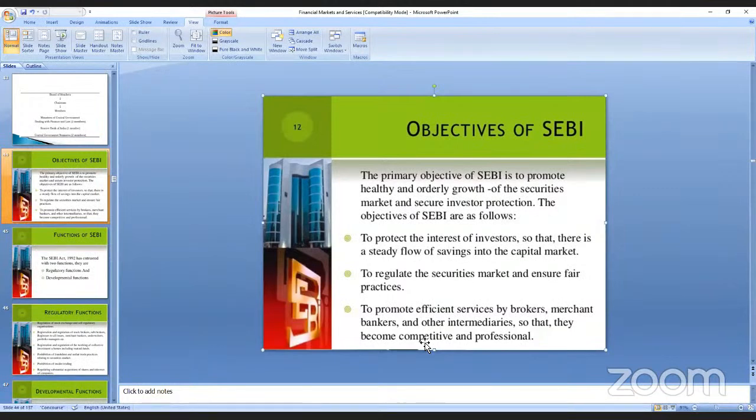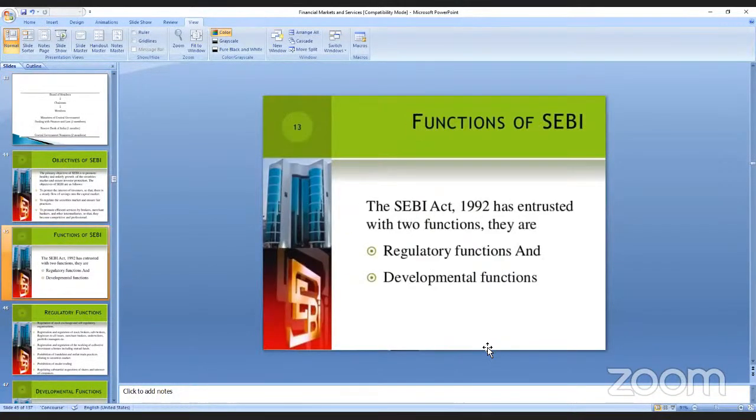Those are the three objectives, enough. Now functions. There are two functions. One is the regulatory function, one is the development function. That's for now.